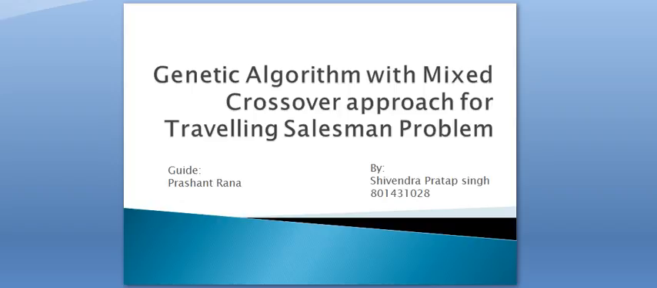I am Shivan Pratap Singh and I am doing my master's degree in software engineering from Thapar University. And this is my dissertation. The topic is genetic algorithm with mixed crossover approach for traveling salesman problem. For this dissertation, I have taken a supervisor named Prashant Singh Rana, who is an assistant professor in the computer science department. So we begin with our topic.